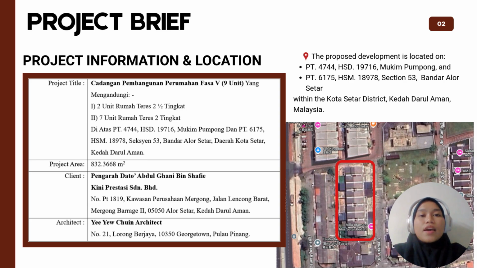So as you can see, the slide is project information and location. So the project title is Cadangan Pembangunan Perumahan Fasa 9 unit yang mengandungi satu, dua unit rumah teres, dua setengah tingkat. Dan satu lagi, 7 unit rumah teres, dua tingkat.